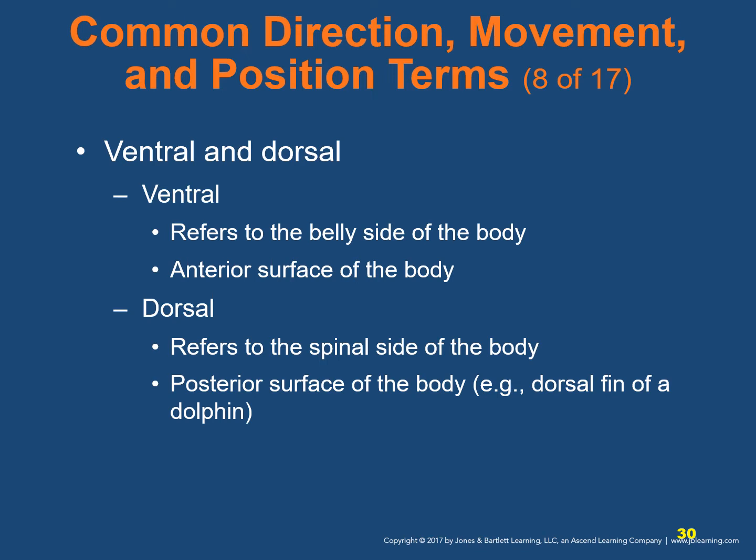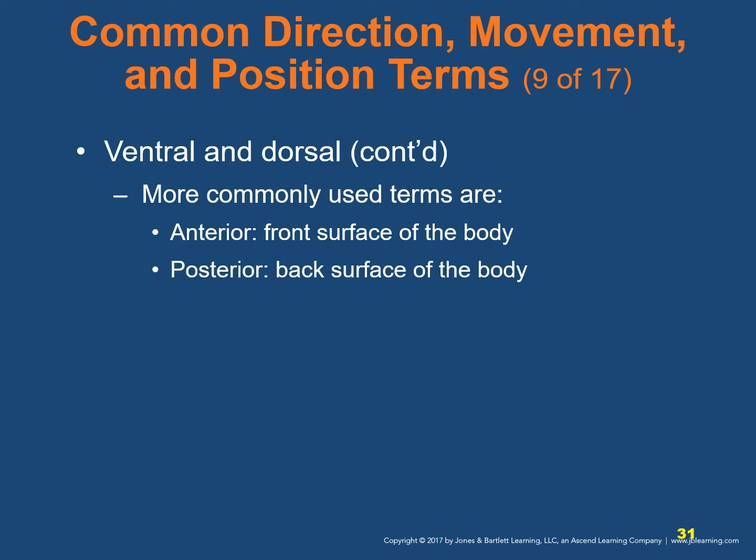Ventral refers to the belly side of the body or the anterior surface of the body, while dorsal refers to the spinal side of the body or the posterior surface of the body. Think of the dorsal fin of a dolphin, which is on its back. The more commonly used terms are anterior, which is the front surface of the body, and posterior, which is the back surface of the body.